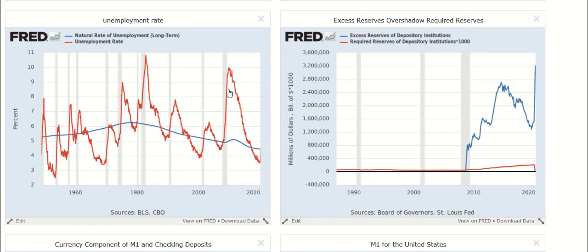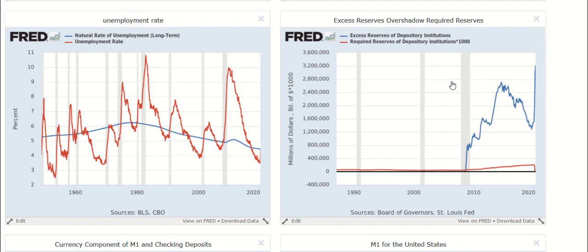And you can see in economic booms, we're down below here, I should say. When we're down below here, we have low unemployment. And then when we hit recessions, around the shaded areas, or right after the shaded areas, is when the actual unemployment rate skyrockets up.